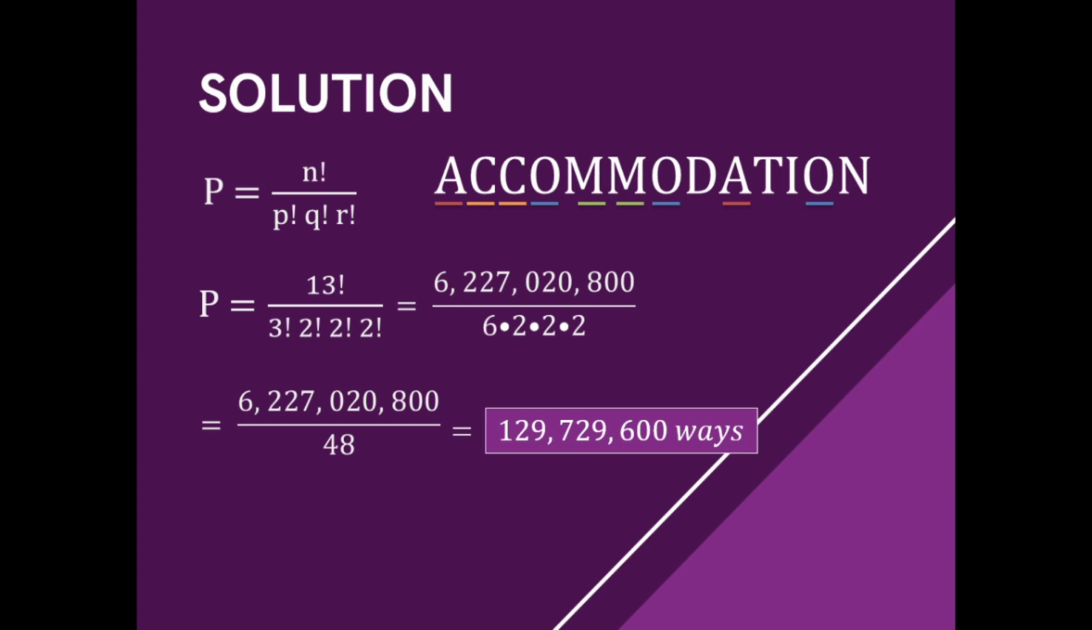13 factorial is equal to 6,227,020,800. Additionally, 3 factorial is equal to 6, and 2 factorial is equal to 2. So we have 6 times 2 times 2 times 2 in the denominator. Simplify the denominator: 6 times 2 times 2 times 2 is equal to 48. And the last step, 6,227,020,800 divided by 48 is equal to 129,729,600.